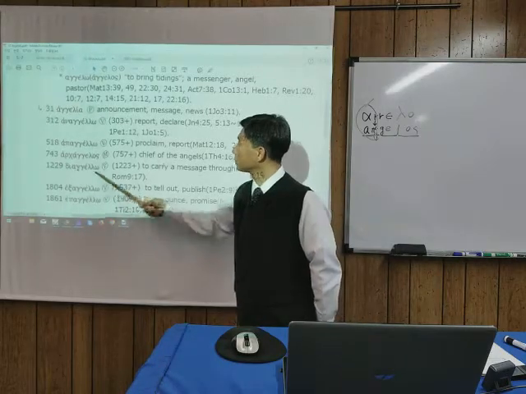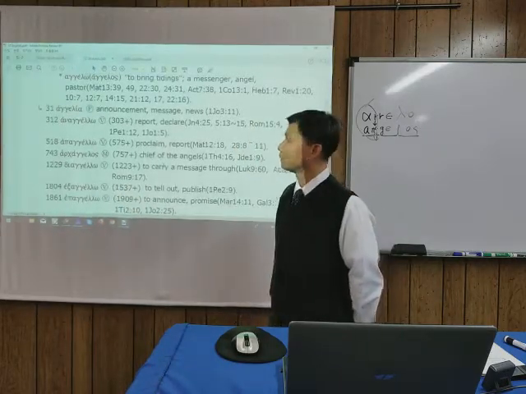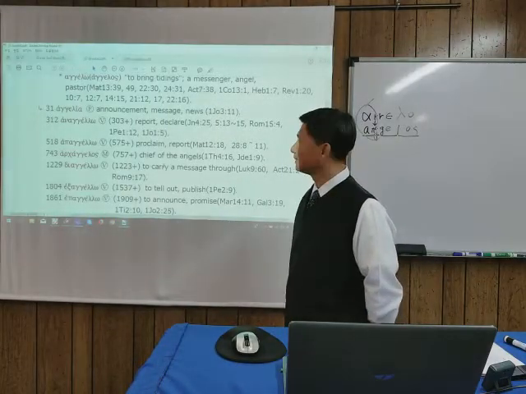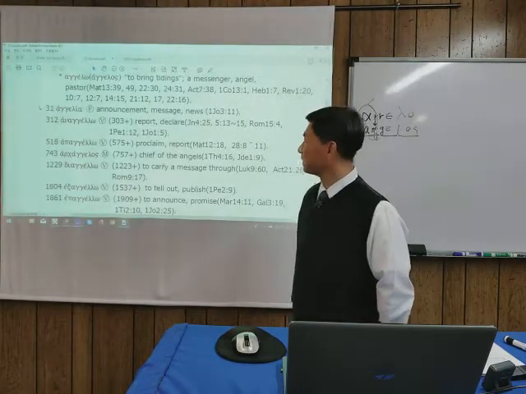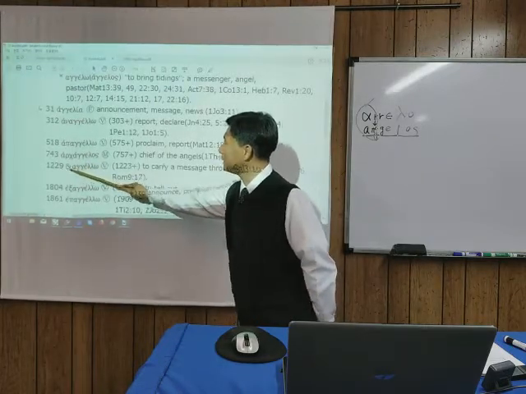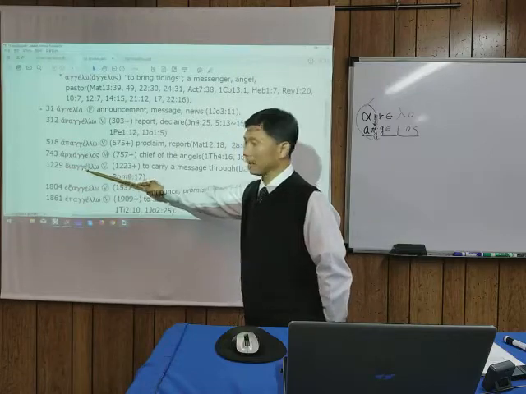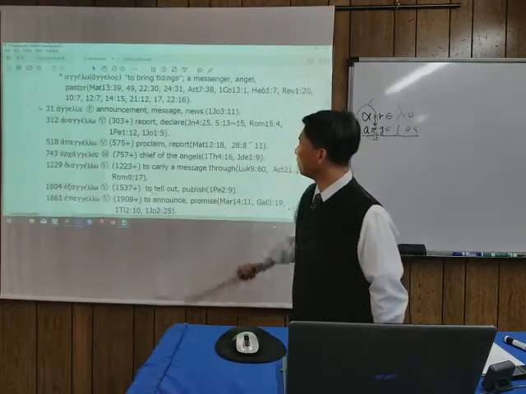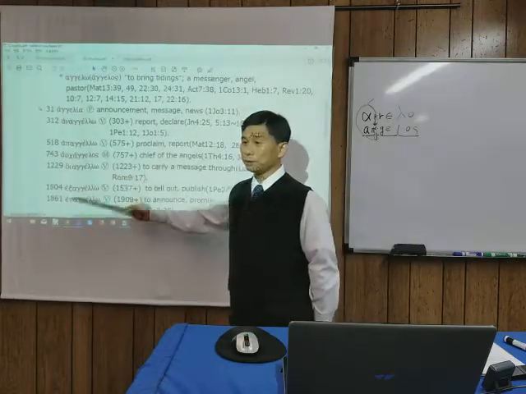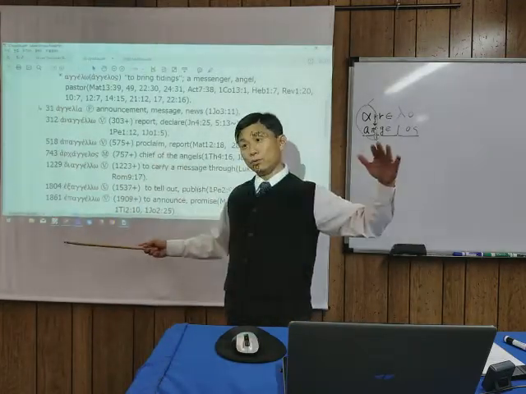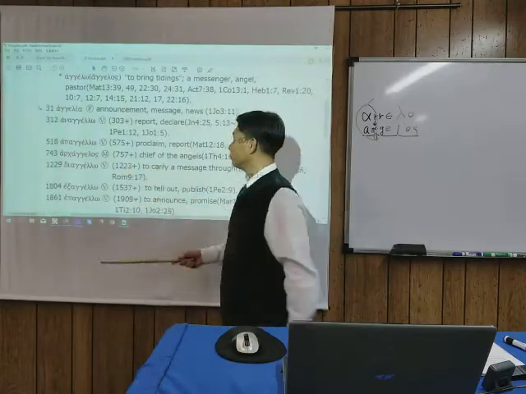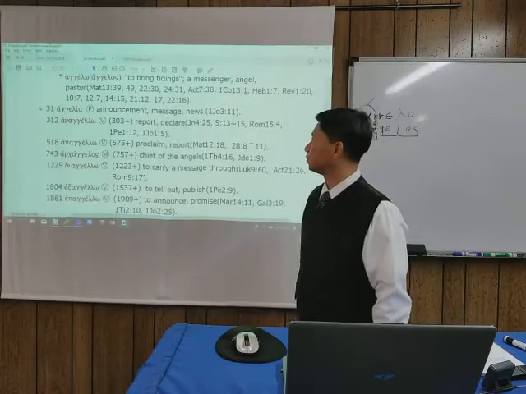And then the next one. Diangello. Very good. So again, gamma, gamma rule. So diangello, to carry a message through. Because dia is a preposition that means through. Starting to the end, through. So to carry a message through.